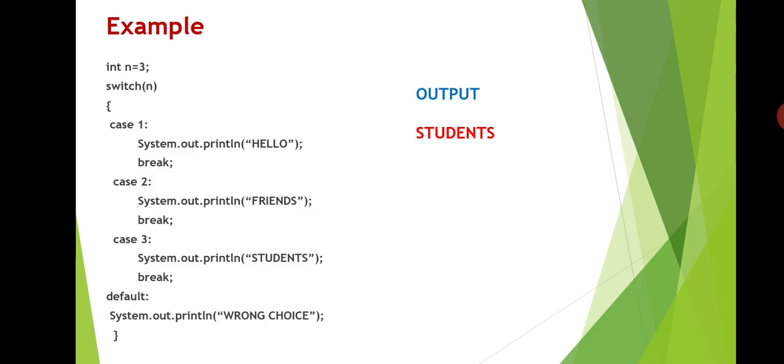See the example. Here the value of n is 3 and I have given the cases: case 1 where I am printing hello, case 2 where I am printing friends, and then case 3 students, and the default case is wrong choice. So here with the switch I have passed n as a variable. Now the value of n is 3, so it will be matched with case 3. So students is printed.